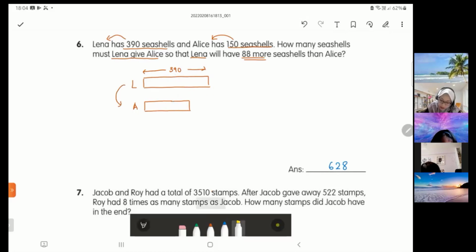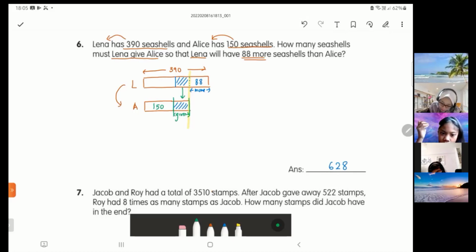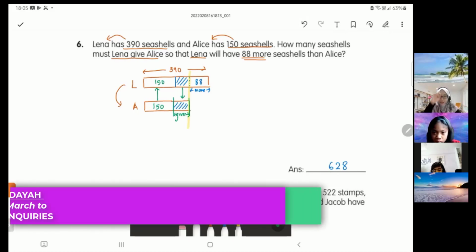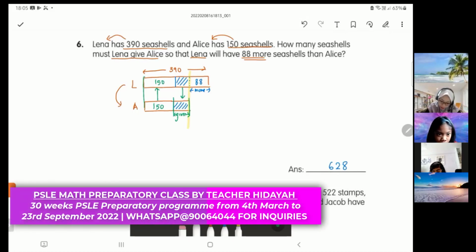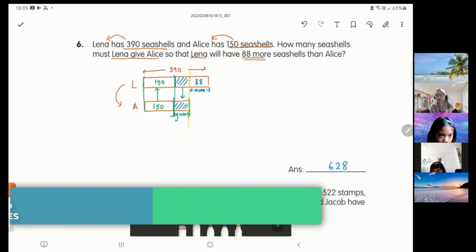This is your 88 more when I compare. Can you see the final comparison? Lina have 88 more, which means Lina must give to Alice this portion. What is this part here? This is Alice's 150. All right, because at first she doesn't have the 150. This was given by Lina. All right, so if this is 150, then this part is also 150. Can you see how I draw the model and make sure they're equal, so I can put the numbers in between? So you can see that these two parts here, they are actually the same, 150.